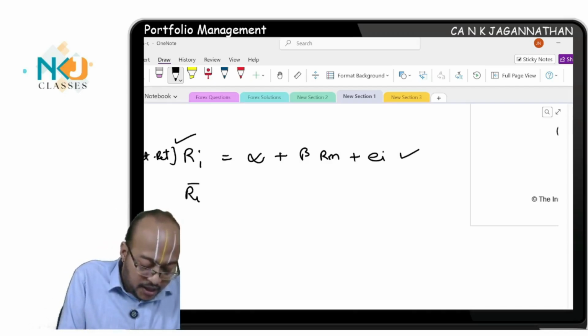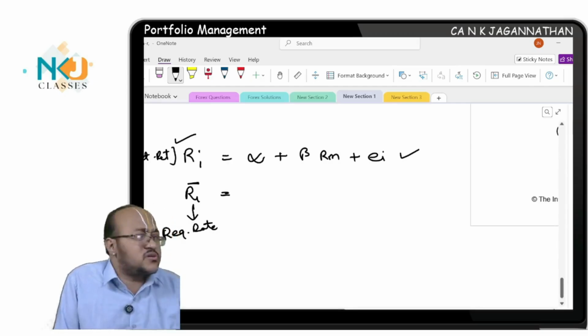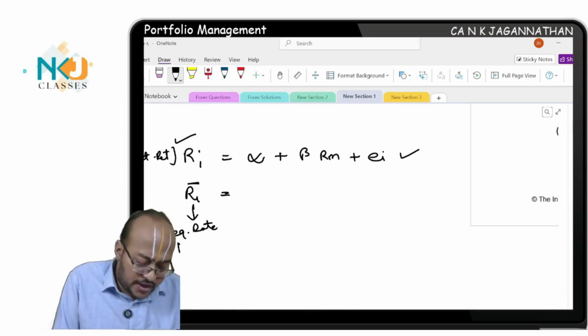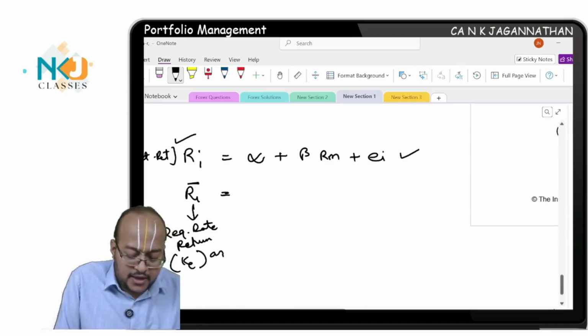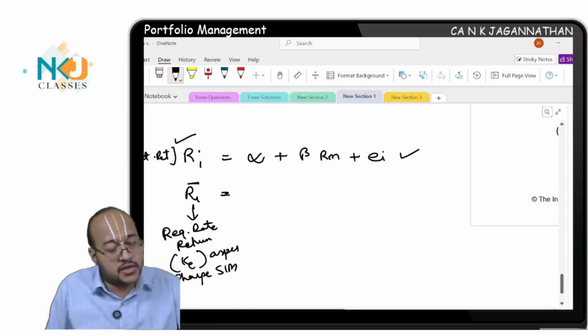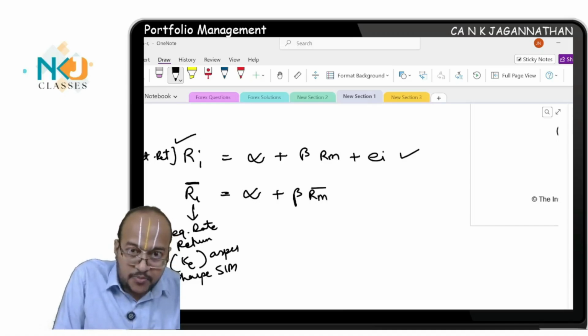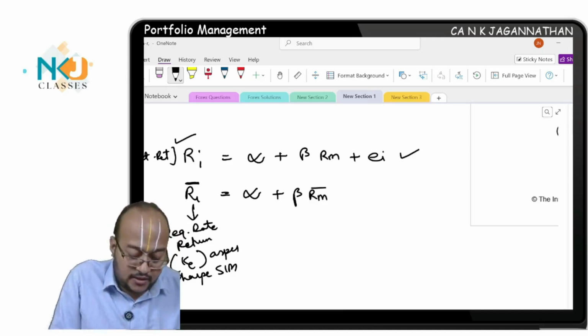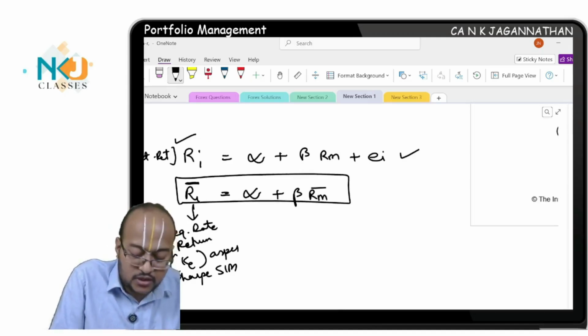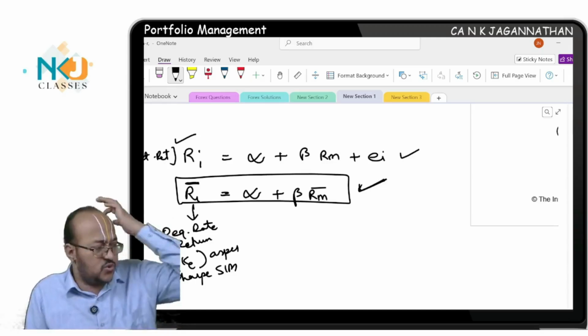Next is Ri bar, which I call even the required rate of return, interchangeably used as the expected rate of return. This is Ke as per the Sharpe single index model. Are you all understanding now? Ri bar is equal to alpha plus beta times Rm bar, plus EI. Is EI there or not there? Not there. Are you all understanding? This is the equation. This is what I was trying to make you understand.